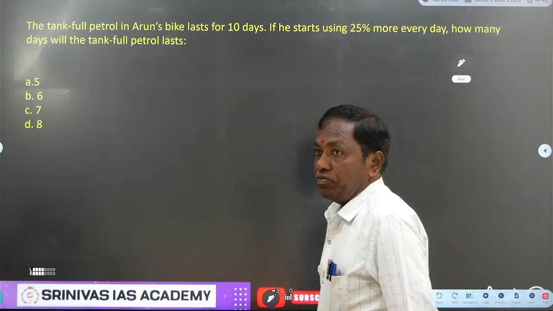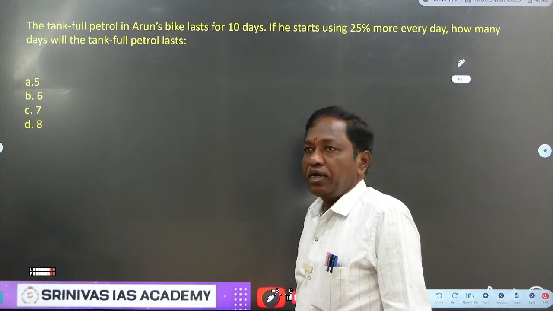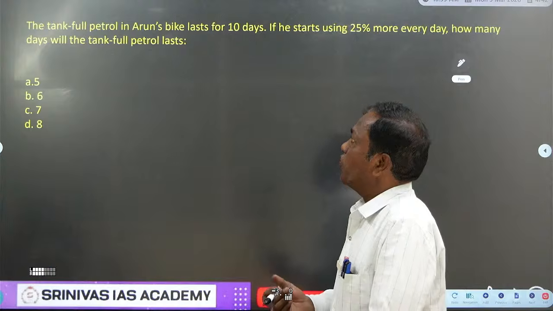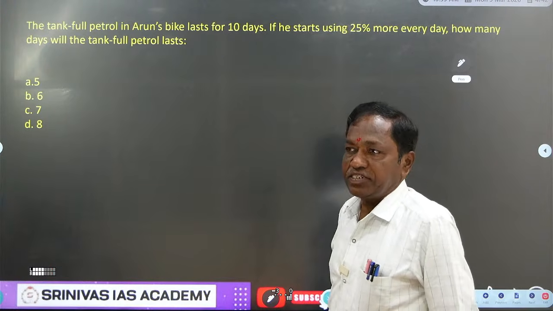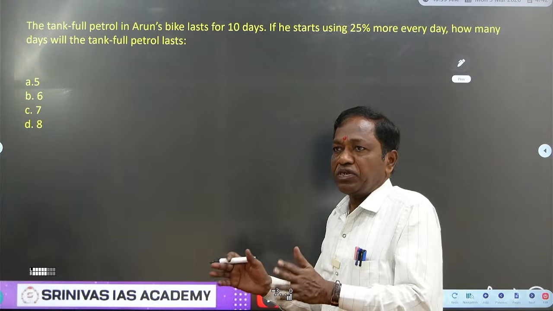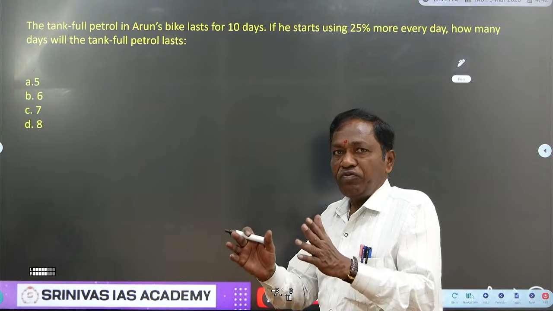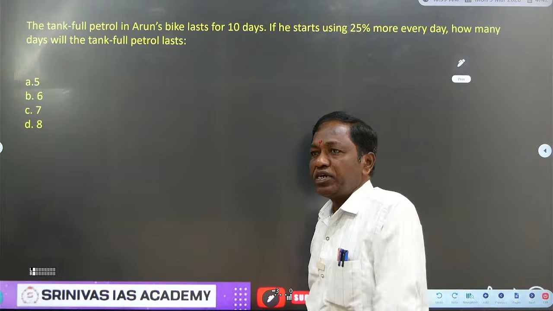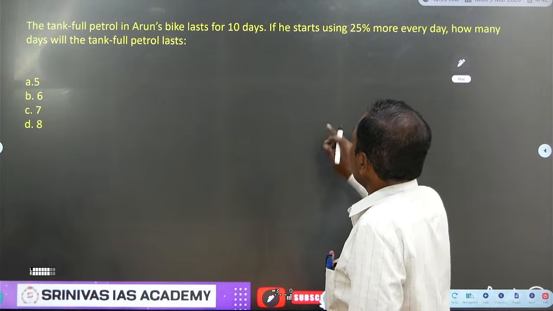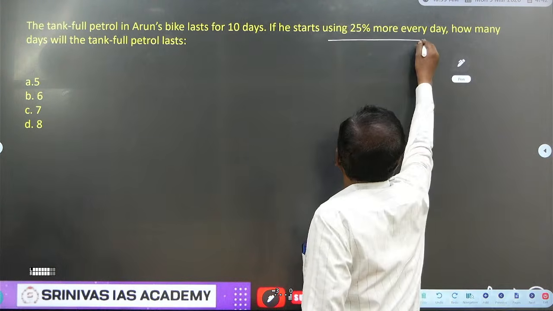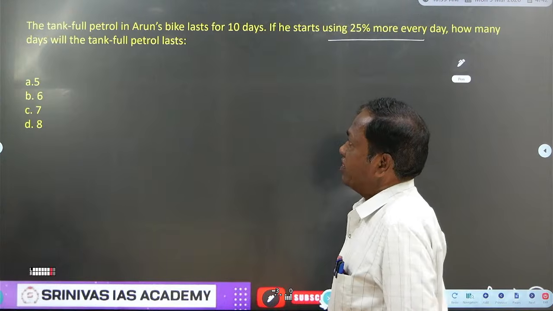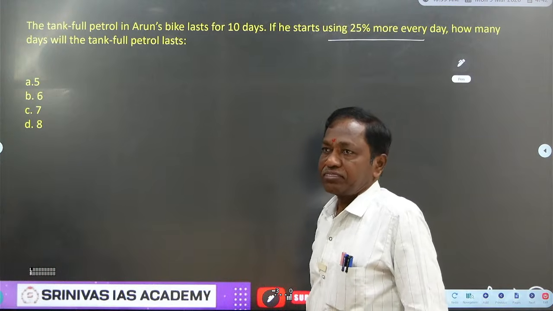Now you can see, a full tank of petrol in Arun's bike lasts for 10 days. So whatever petrol is filled in the tank lasts for 10 days. That is, one full tank of petrol is equal to 10 days. If he starts using 25% more every day, how many days will the full tank of petrol last?